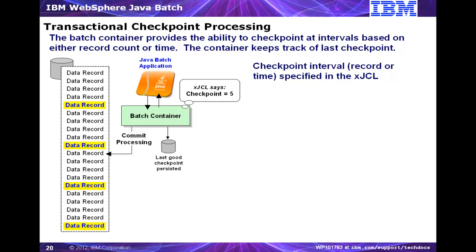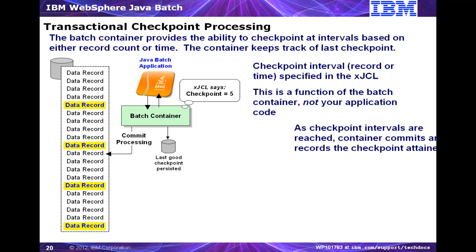So in summary, the checkpoint processing is supplied in the XJCL. Checkpoint processing is a function of the container, not the batch program. Remember, the batch program focuses on the business logic. The batch program gets invoked for every record processed by the batch data stream. The checkpoint processing is occurring as a service of the container. The batch program stays focused on the business and does not itself worry about checkpointing.